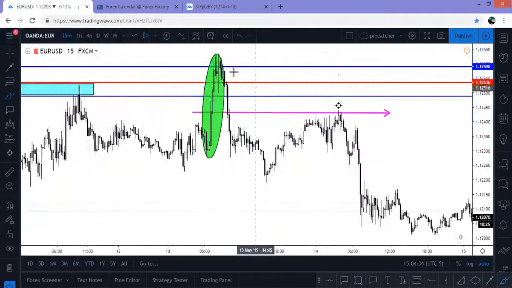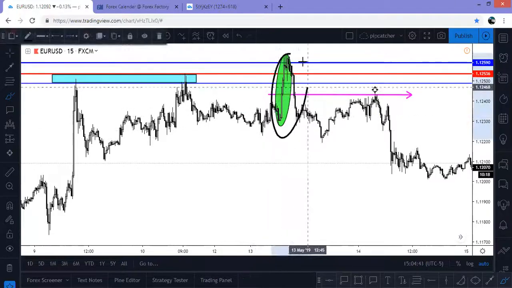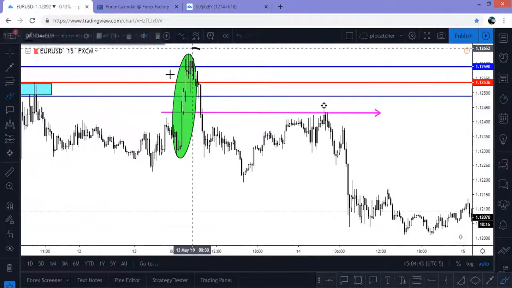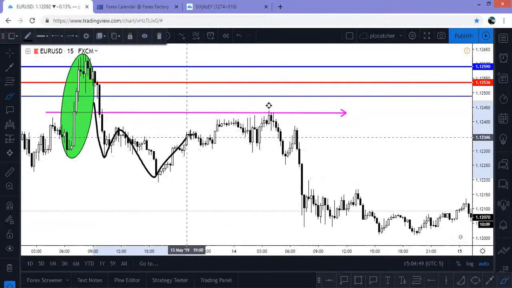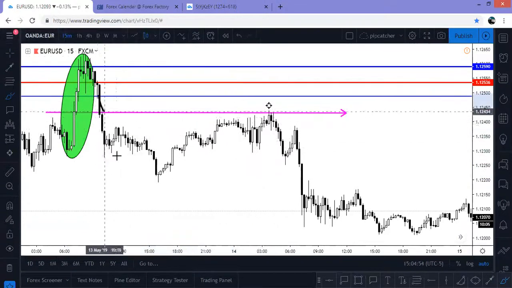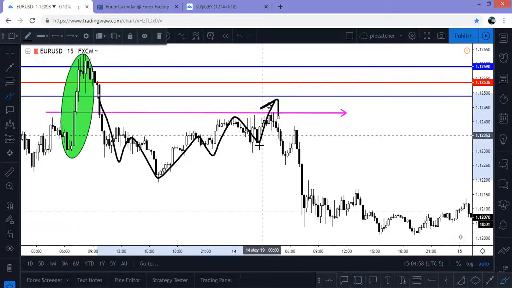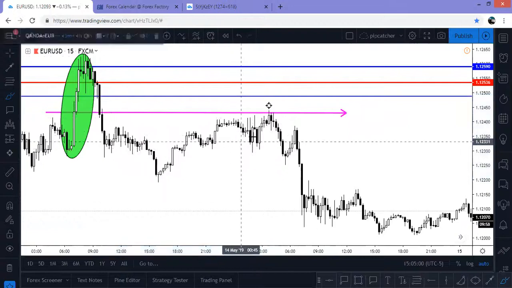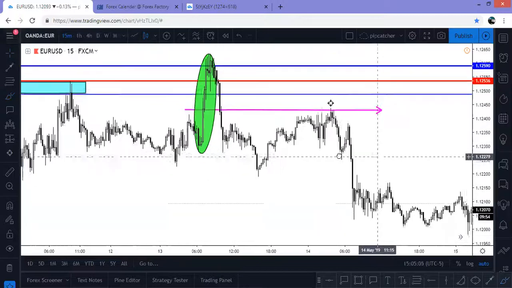So right here, this is an obvious sell model, right? We get ready for sells after this, right? This right here. So retail sees a head and shoulder pattern and then a break, right? Retail: head and shoulder, break, retest. They think it's going to go to the moon. Not so much. Smart money yanked price back to the downside.